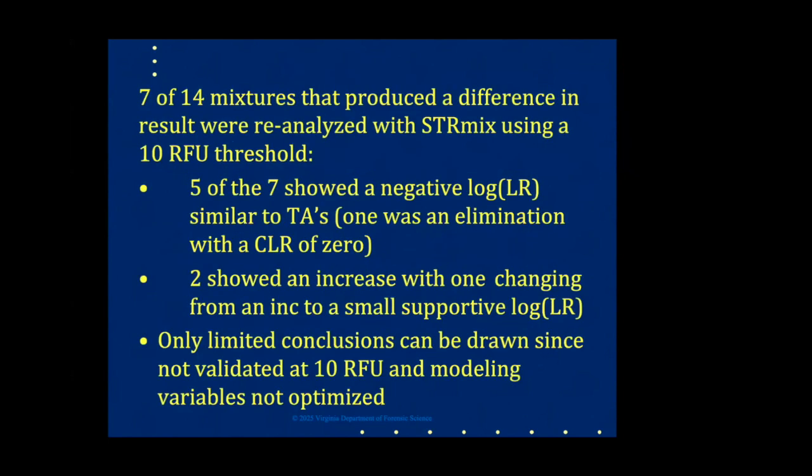And 7 of the 14 mixtures that produced a difference in result were reanalyzed with STRmix using a 10 RFU threshold. 5 of those 7 showed a negative log LR similar to TrueAllele. One was just a complete elimination with a combined likelihood ratio of 0. And 2 showed a small increase, with 1 changing from an inconclusive to a small supportive log LR. Only limited conclusions can be drawn since this is not validated at 10 RFU and the modeling variables were not optimized. And that is where I'll leave you.